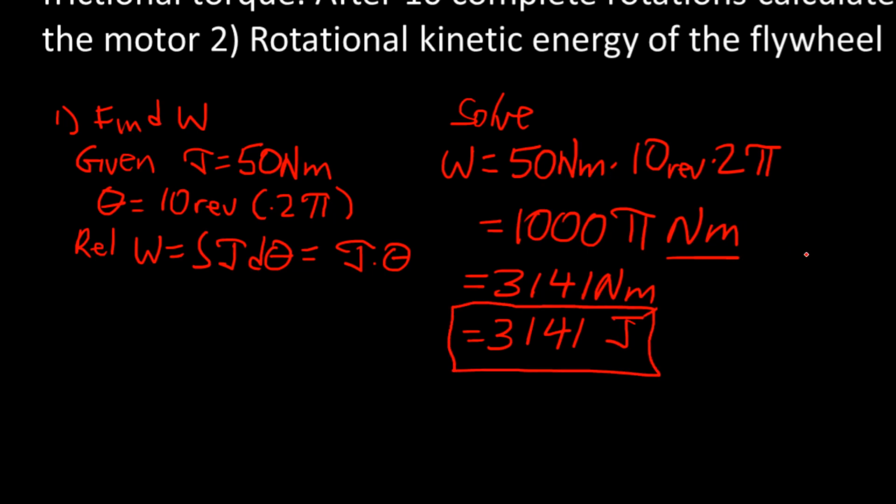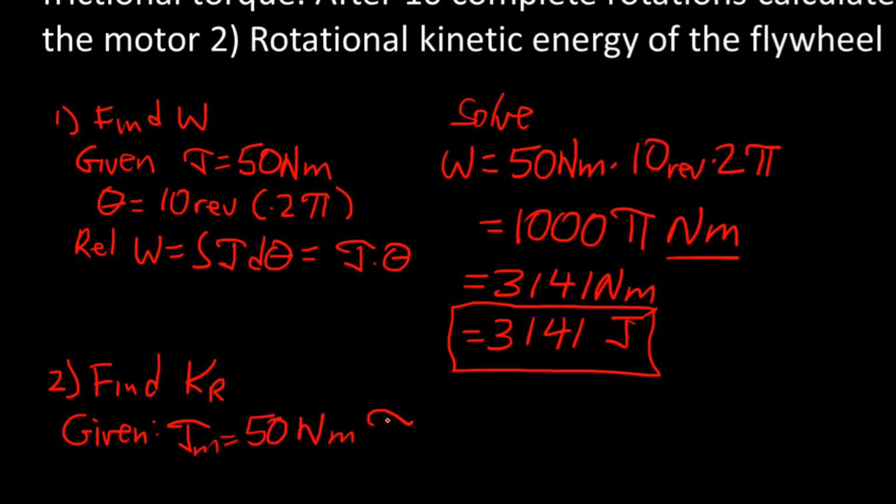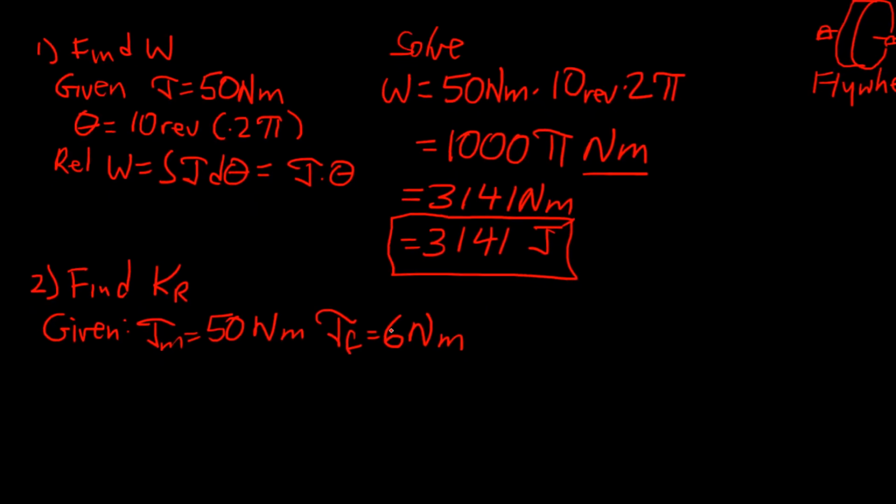Hey, now number 2. Let's take a look at what we are trying to find here. We're trying to find our rotational kinetic energy. Let's see what I'm given. I'm given the torque of the motor, 50 Newton meters. Our torque due to friction is 6 Newton meters, and that's from these bearings. There's a shaft that supports the flywheel. We have a bearing here. We'll assume that's in the opposite direction of our torque. And distance is 10 revolutions times 2 pi radians per revolution.